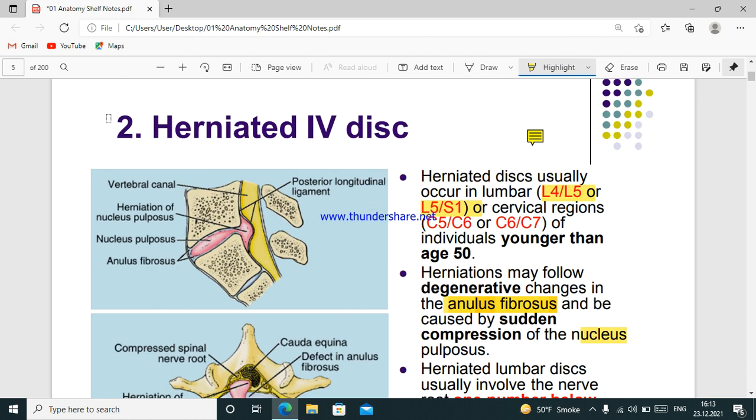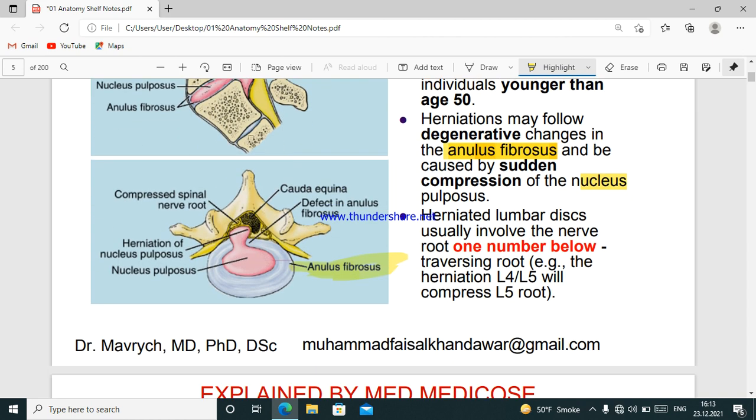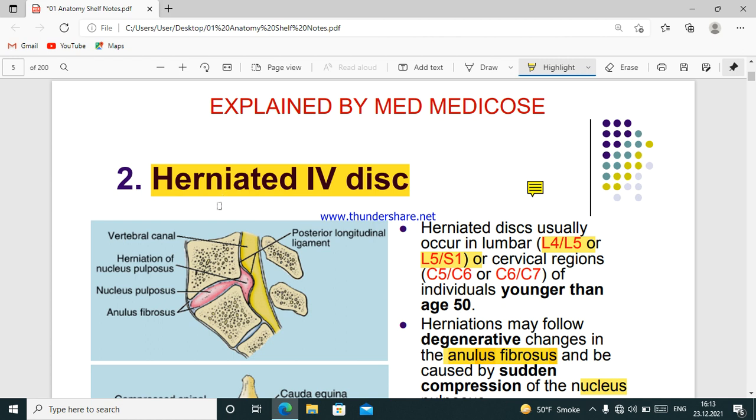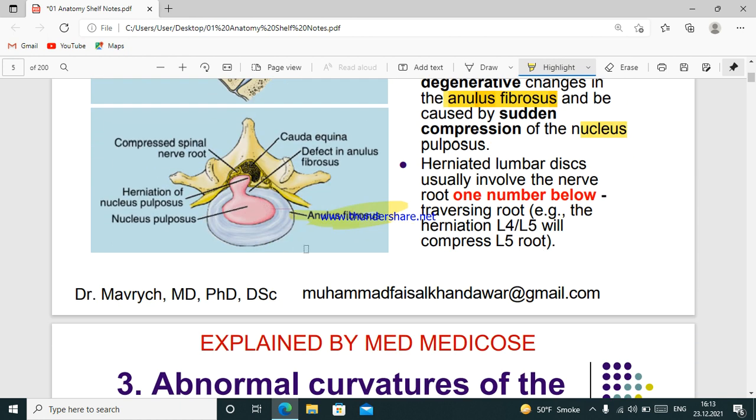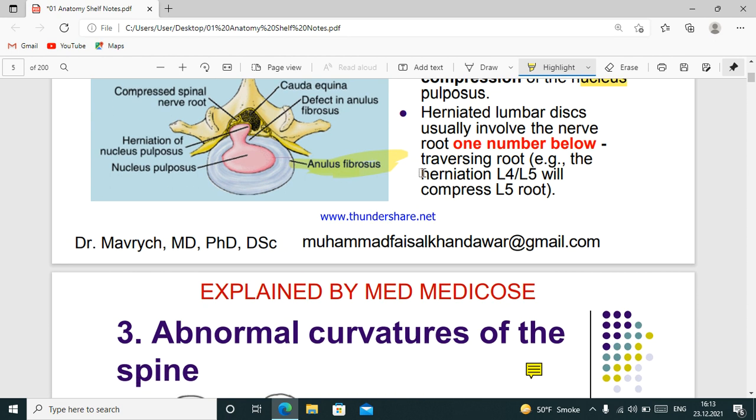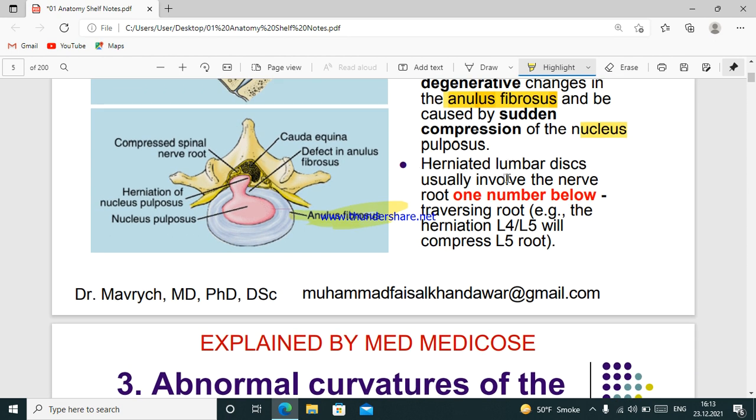So we can say in easy words, what is a herniated disc? A herniated disc is the protrusion of the nucleus pulposus posteriorly when the annulus fibrosus is damaged. Here we can see the nucleus pulposus is protruded posteriorly. Why? Due to damage of the annulus fibrosus, because the annulus fibrosus is the tough covering layer which covers the nucleus pulposus in between two vertebrae.